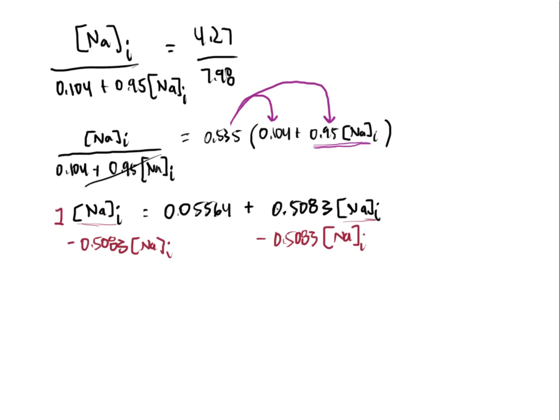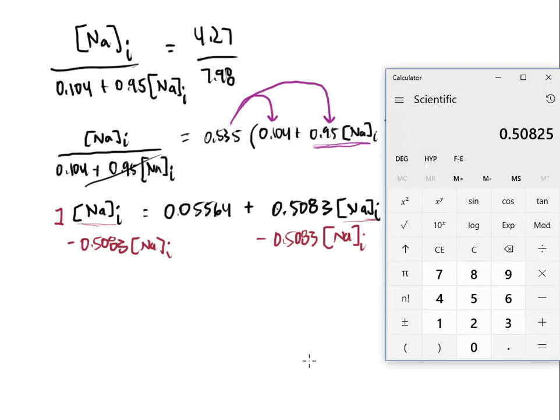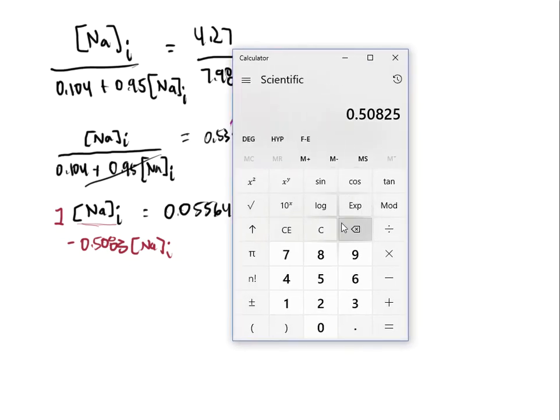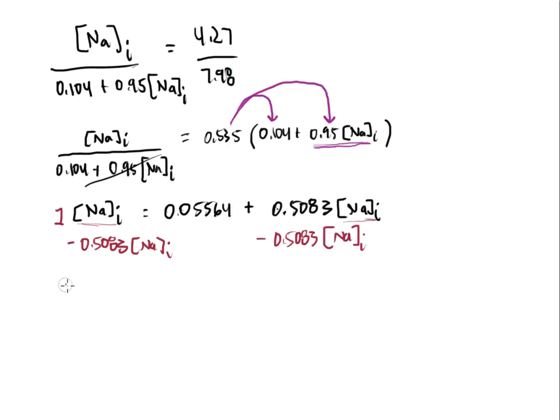So 1 minus 0.5083. Well, if you really need the calculator for that, that's okay. I'll still go through the motions. 1 minus 0.5083 equals 0.4917. So 0.4917 bracket NAI. That's my variable. That's what I want to solve for.